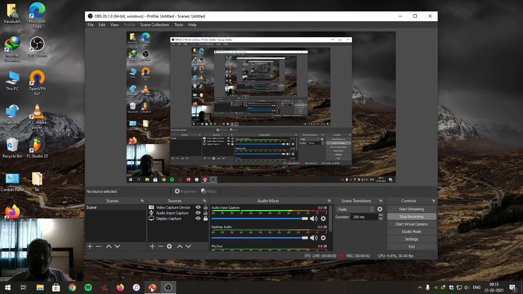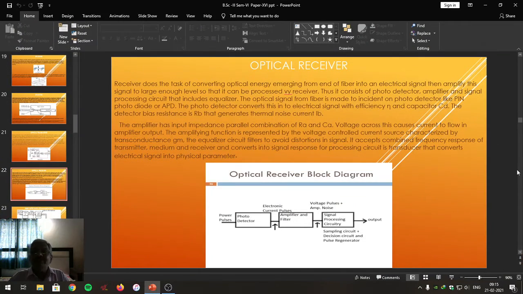Dear students, let us continue with topic number one, paper number 6, optical fiber communication. Students, in yesterday's lecture, we studied about the optical transmitter, whose role is to launch the maximum optical power into the optical fiber by going through several aspects.